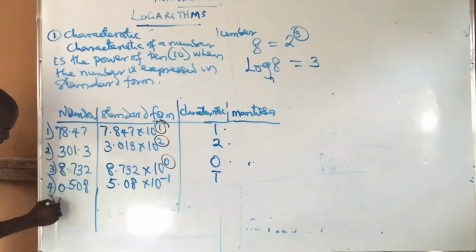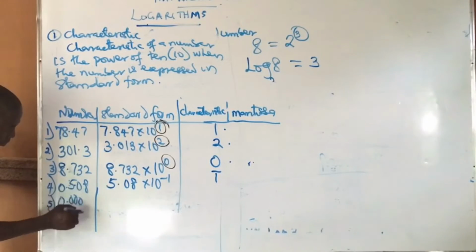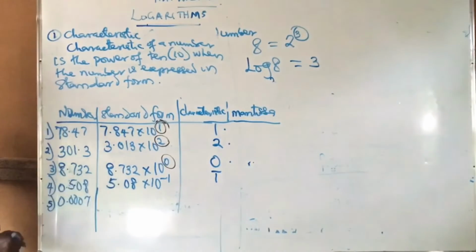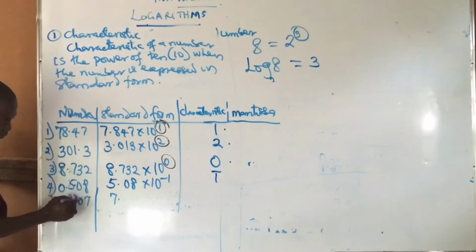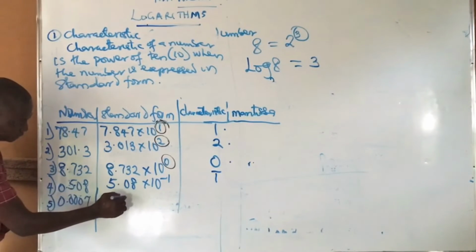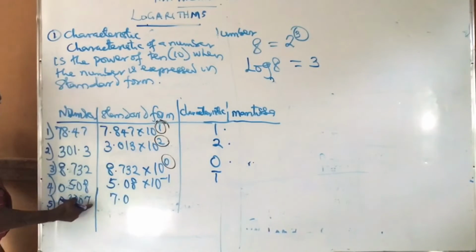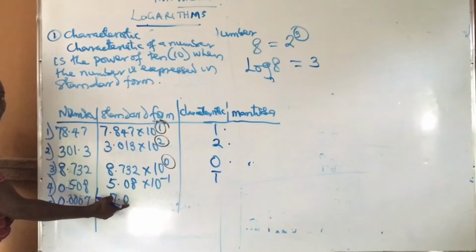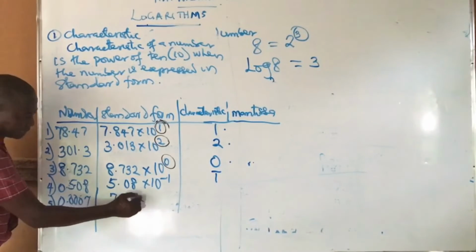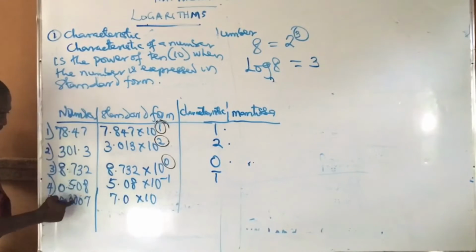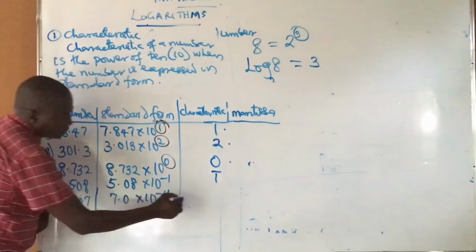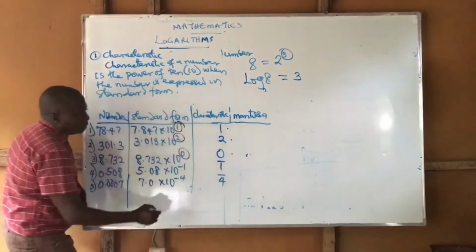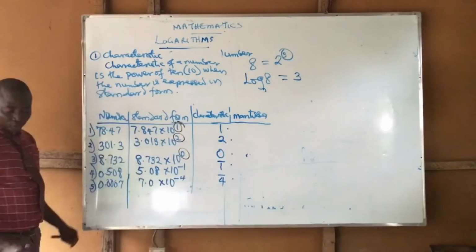Number 5, 0.0007. This will be 7 point, because when you look at it, 1, 2, 3, 4, 0. If you look at it, 7.0. Do not write 7.0 in standard form times 10 raised to power how many times? 4 times. 1, 2, 3, 4. This will now be bar 4 point. Let us take note of this.